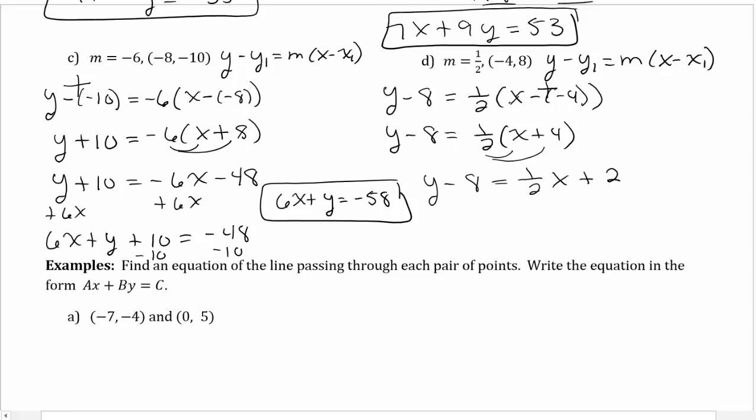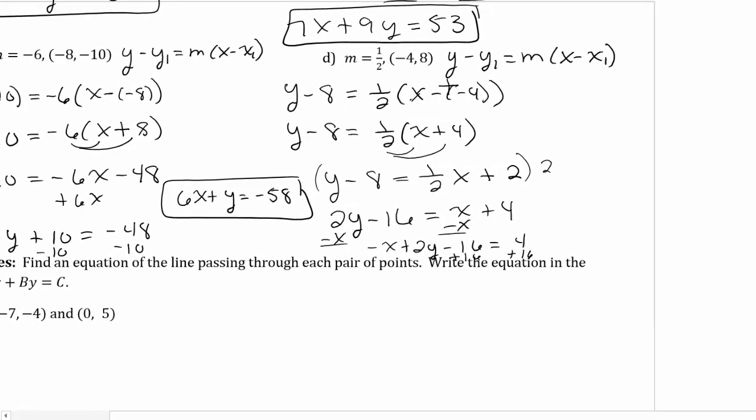And then we could multiply everything by 2 right now because we don't want this fraction. We need to get rid of that fraction. So that would give us 2y minus 16 equals x plus 4. And then subtract x from both sides. And we get negative x plus 2y minus 16 equals 4. And then add 16 to both sides. And that gives us negative x plus 2y equals 20.